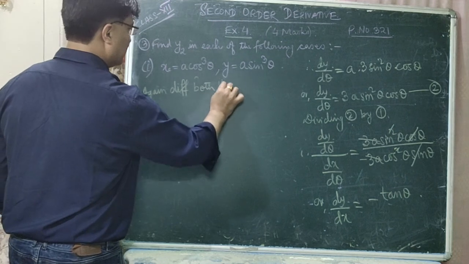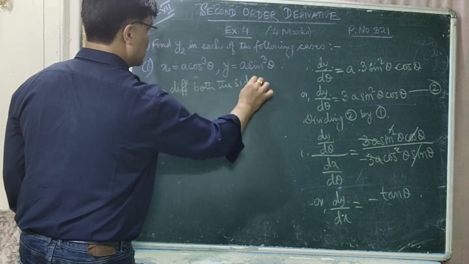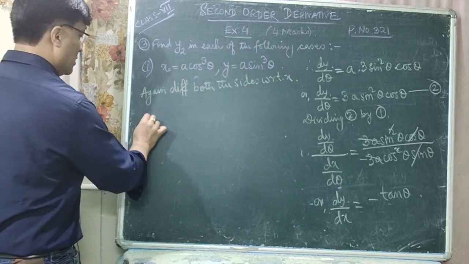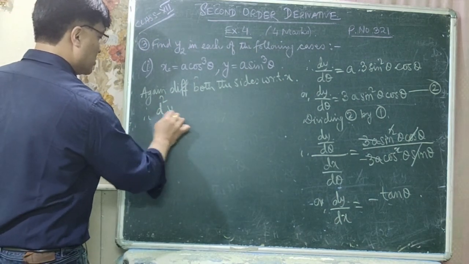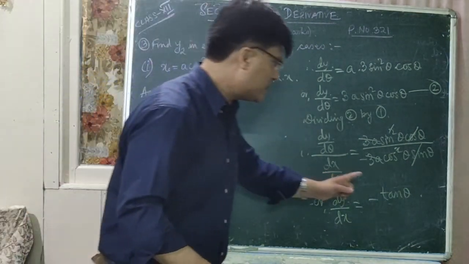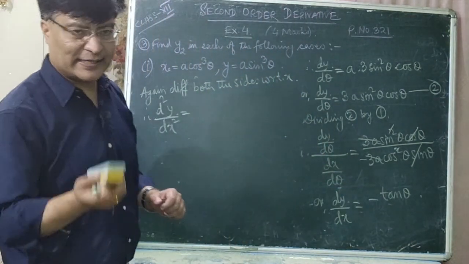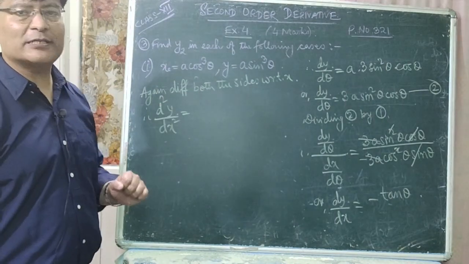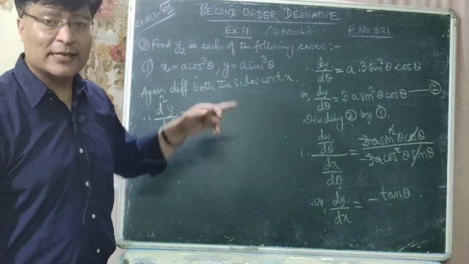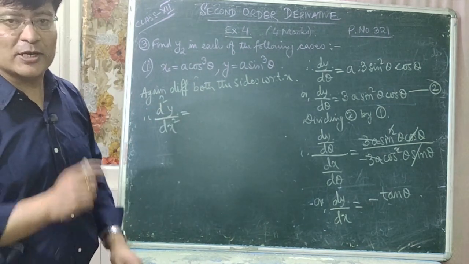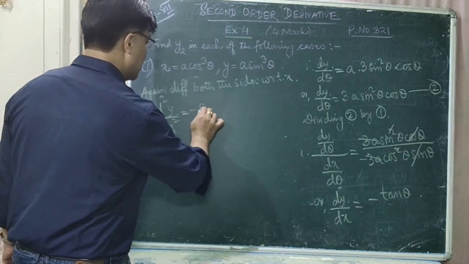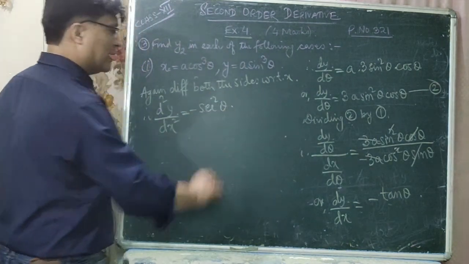Again differentiating both the sides with respect to x. So therefore d square y by dx square is equal to, now you can take it as tan x. What is the differentiation of tan x? You know that it is sec square x. Which function is taken as x? Theta is taken as x. So minus tan x differentiation minus sec square x. But here it is minus sec square theta.